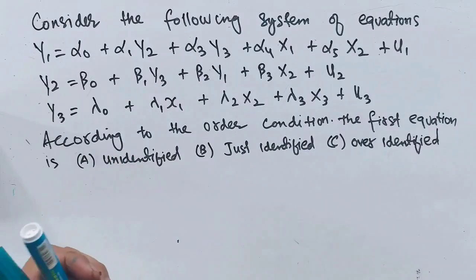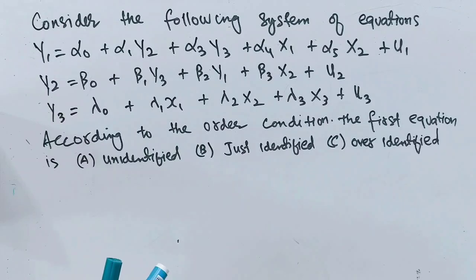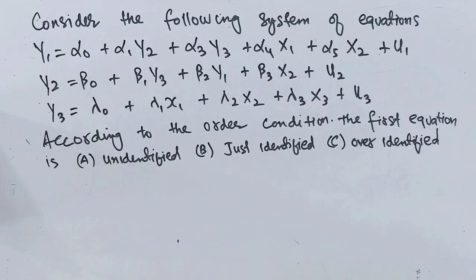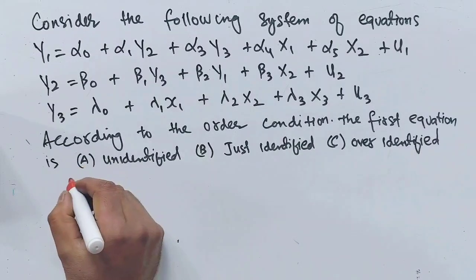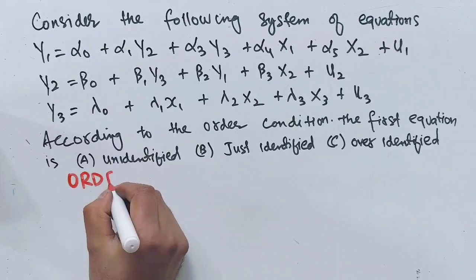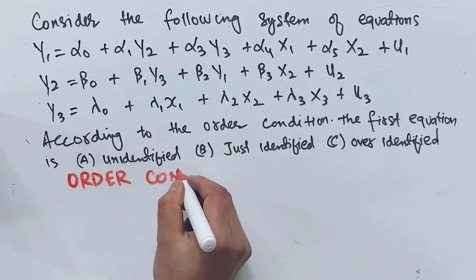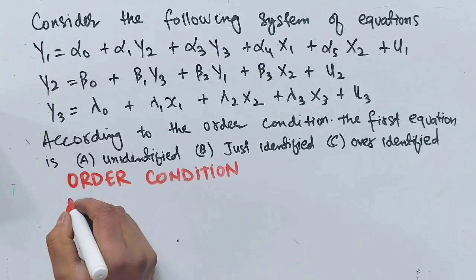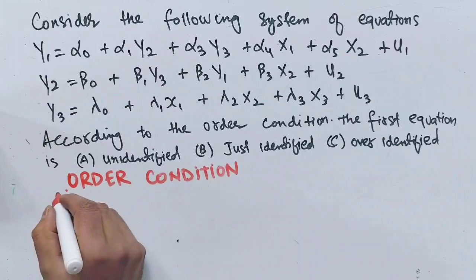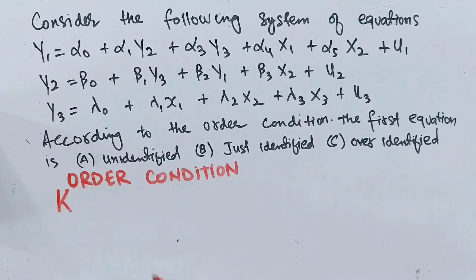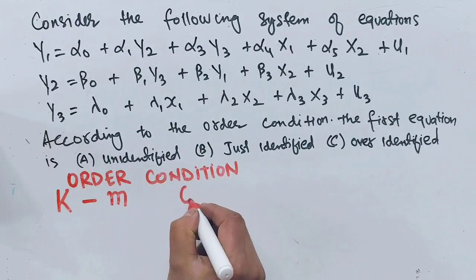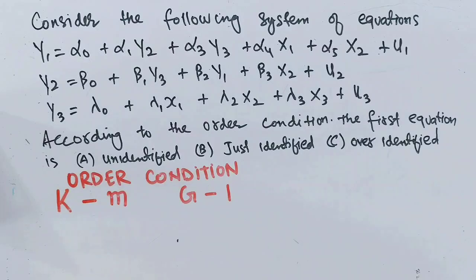So how do we find out whether an equation is exactly identified, or under identified? For that we use the order condition. The order condition tells us, and let me write it here, let me denote some variables. Let us say k minus m, and we have another g minus 1. Now let me explain all these terms.